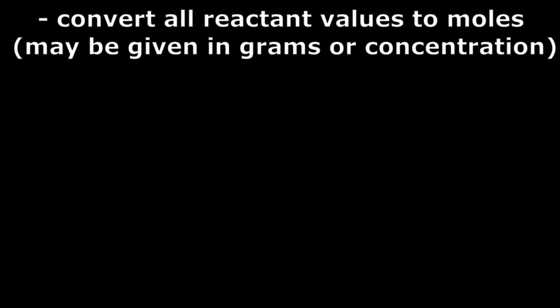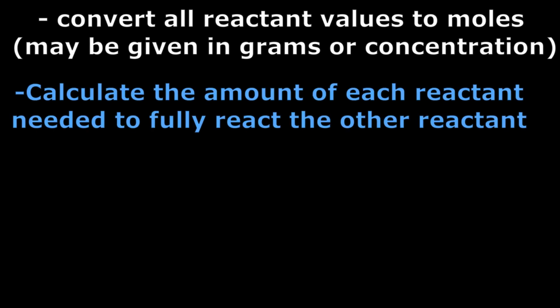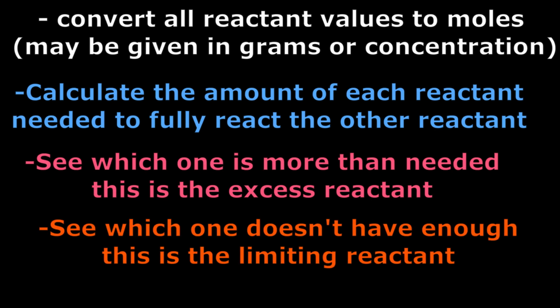So a quick recap of the method that you use for this. You will always be told how much you've got of each of your reactants. Convert them both to moles if they're not already in moles. Once they're in moles, see how much you would need for each one to fully react, and one of them will be bigger than the other. Hopefully my examples that I went over just a minute ago will make that clear.